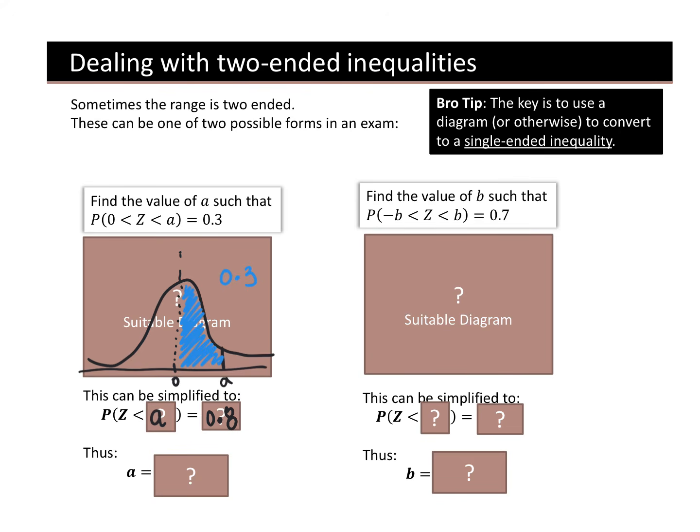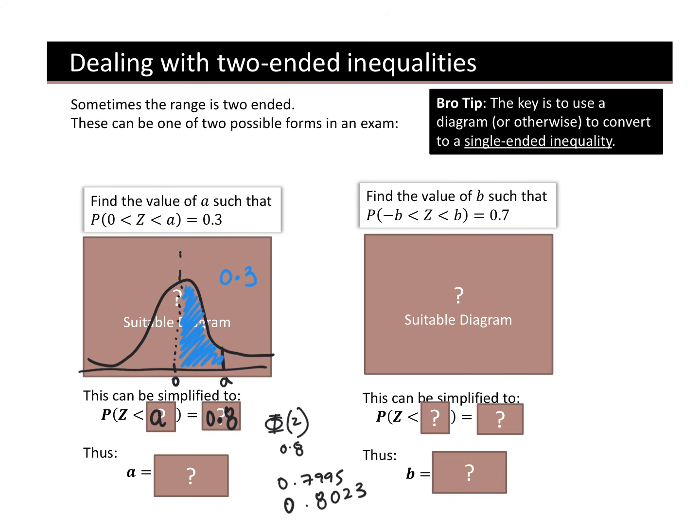Thus, A is what? How do I find this? So we look in the phi of Z column, which looks like this. We're looking for 0.8 in the phi of Z column. Now, when we look at 0.8, we have 0.7995, and we have 0.8023. Which one is closer to 0.8?